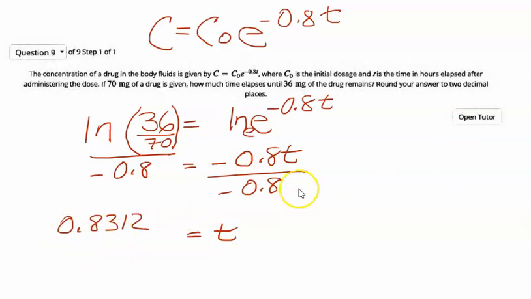So I get 0.8312. They want us to round to 2 decimal places. So I drop that. And my answer then is 0.83 hours. And that will complete our work.